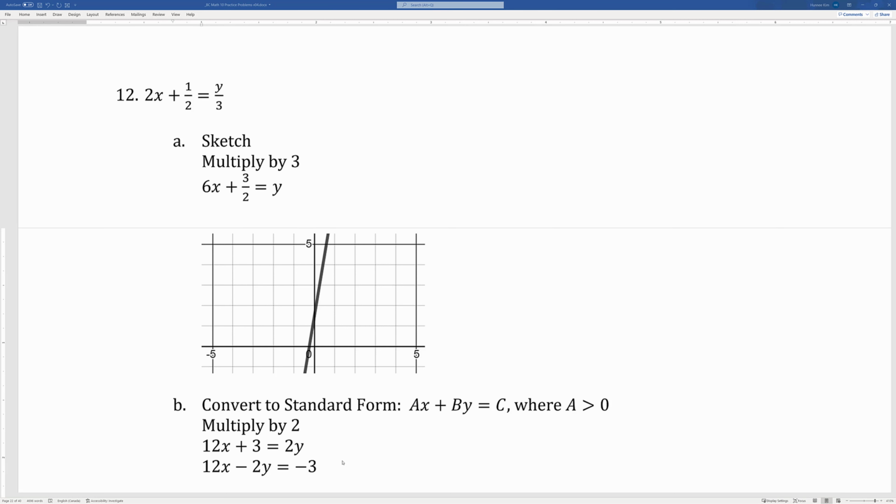Let's throw the constant over. Positive 3 becomes negative 3, and we'll throw the 2y over. We get 12x - 2y = -3. And we can confirm that the a value indeed is greater than 0. So this here is our standard form.